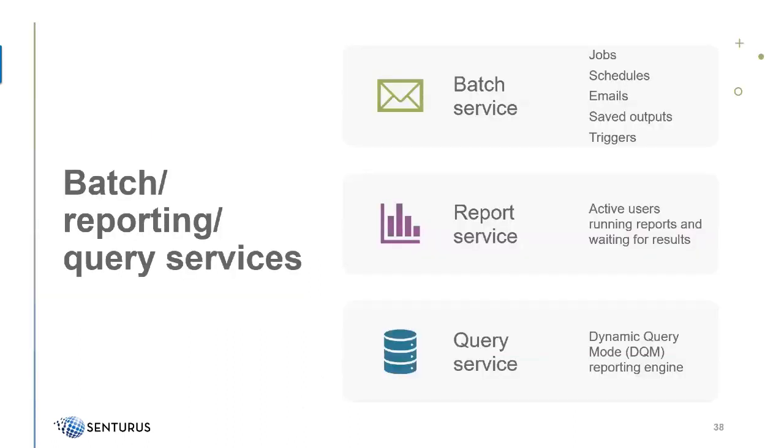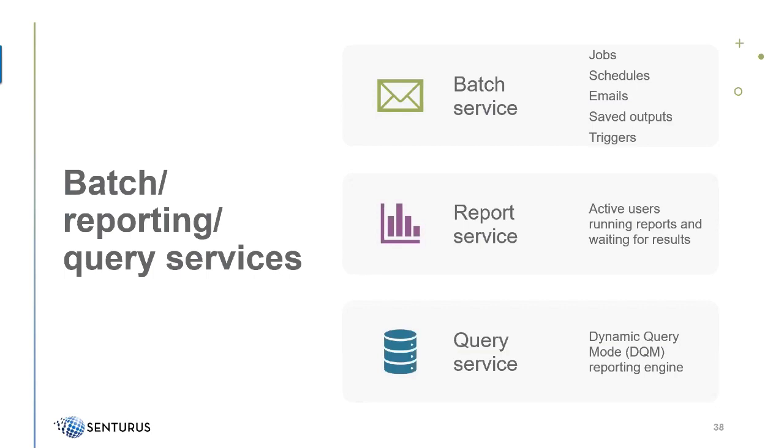Batch is going to be background jobs. These are your schedules and emails, triggers and saved outputs, anything that you are not necessarily watching the progress on. The opposite side of that is the report service. These could be the exact same reports as running in batch, but instead of having them emailed or saved as an output, they're being run what Cognos calls interactively. For example, a user clicks on a report, picks a couple of prompts and then hits run, and they sit there staring at that spinning blue wheel, waiting for that report to display. That's a report service request. Whereas if I say, run in the background and send it to me in an email when it's done, that's going to make that same report run in batch.